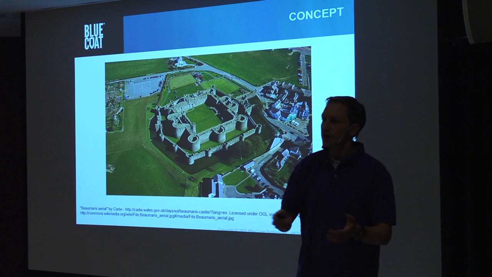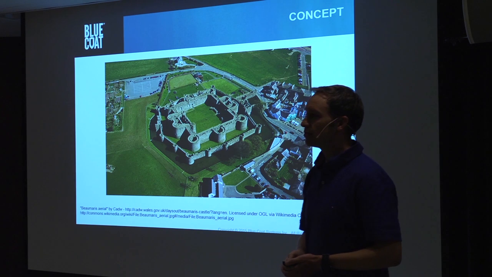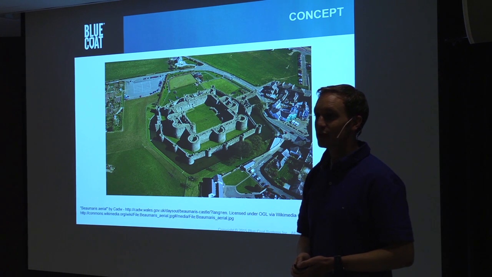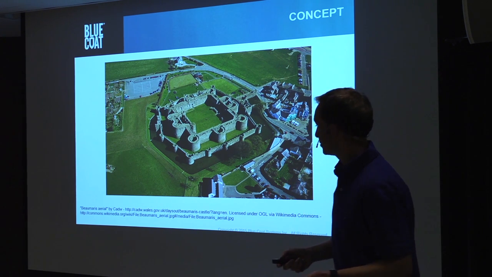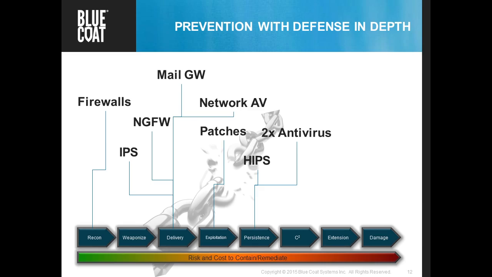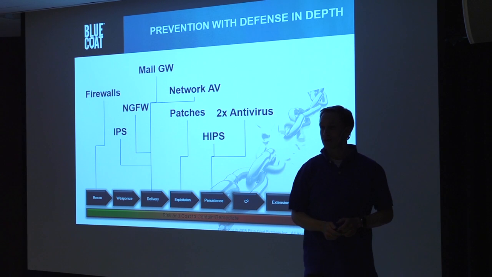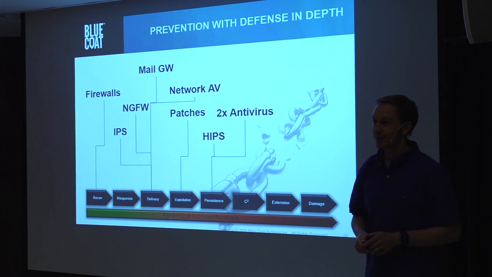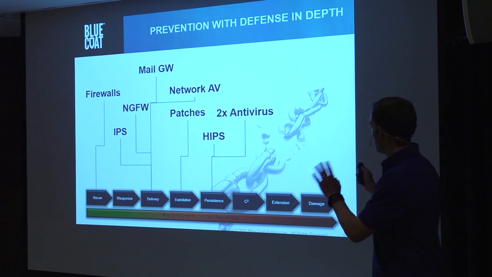So basically, there are lots of hurdles that the attacker has to overcome, and you're trying to make it as hard for them as possible to get into your organization. So this is how it looks like when you throw enough money at the problem. You have firewalls. In addition, you have IPS, next generation firewalls, mail gateways, network AV. You still need to patch, by the way. Don't forget that. But instead of running just one antivirus, you're running two antiviruses on the system, and you enable the HIPS functionality, like host intrusion prevention functionality. Okay, so lots of money thrown at the problem.